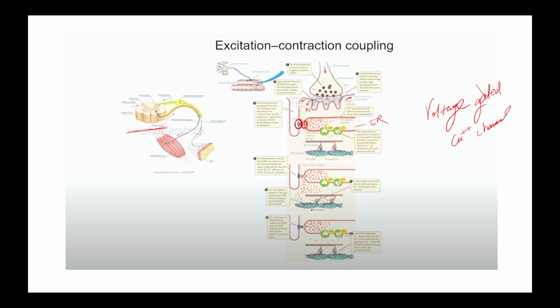Okay, so when the calcium is released, it binds to the troponin, and tropomyosin moves to expose the myosin binding site on the actin. Then cross bridges go through several cycles as long as calcium remains bound to the troponin. And then what happens as this wave of depolarization passes? All this channel opening happens because of the depolarization.